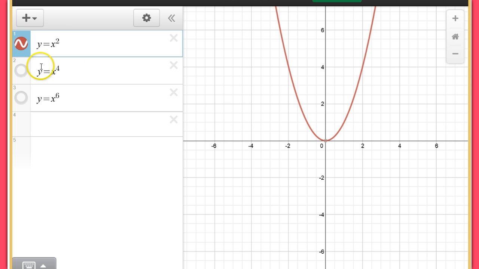Now, if we take a look at some of the other power functions here, those even integer power functions like y equals x to the fourth, you can see that the end behavior here is very similar to the graph of y equals x squared.